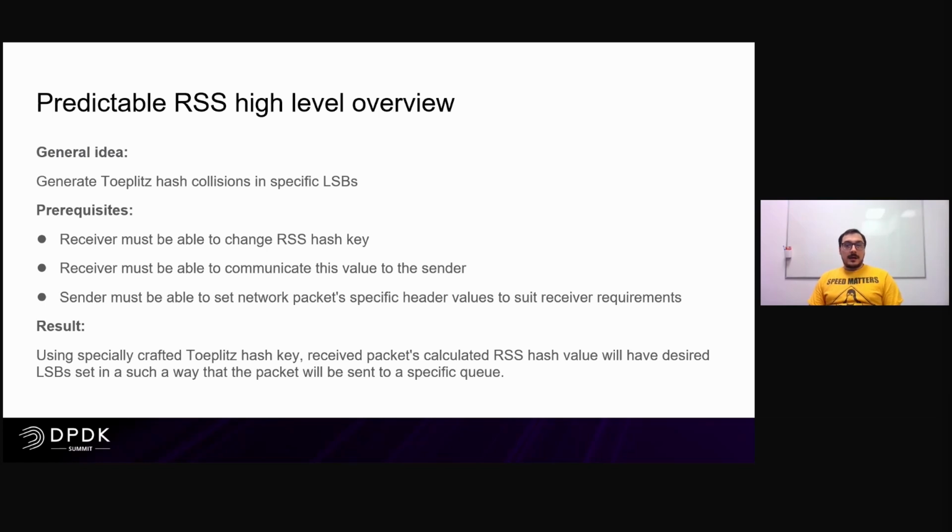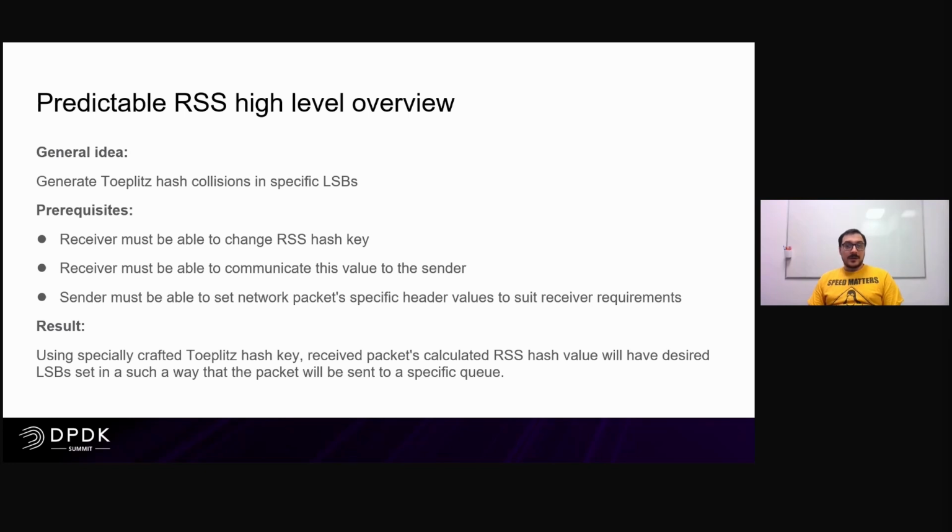Now let's take a look at what we mean by predictable RSS and how we can use it. The general idea is we want to find a partial hash collision for some number of least significant bits of the Toeplitz hash. Moreover, we want this collision to be generated by altering the smallest possible number of bits in the original tuple's part we're calling subtuple. Using the value of subtuple that produces this collision, we can now tell the sender which field must be set to this value for a packet to land on a specific queue.